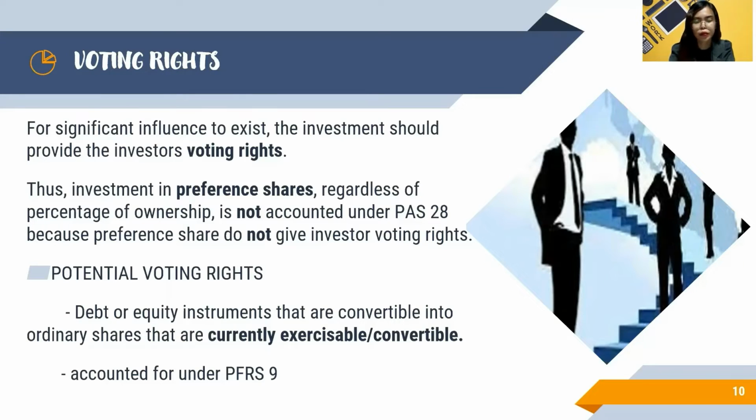And sabi din dito, potential voting rights. So ano nga ba itong potential voting rights? Ito daw yung mga debt or equity instruments that are convertible into ordinary shares that are currently exercisable and convertible. Again, pag sinabing potential voting rights, ang mga ito ay hindi pa talaga ordinary shares. Kaya as of this moment, potential pa lang. Hindi pa talaga sila ordinary shares. Pero pwede silang maging ordinary shares once the instrument has been exercised or converted to ordinary shares. And sabi dito, it is accounted under PFRS 9.